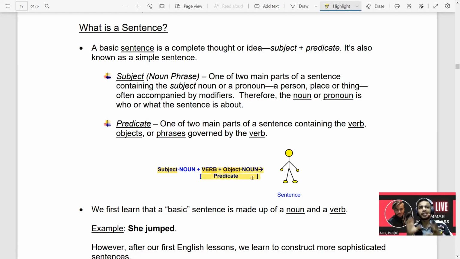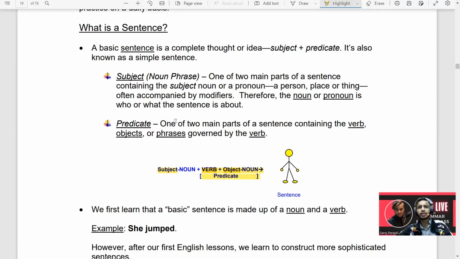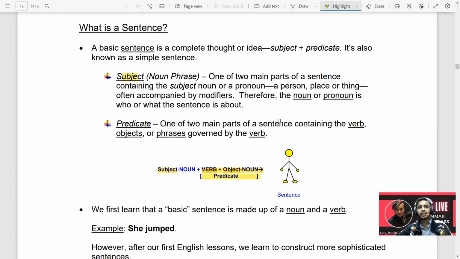Okay, understanding. Now let's understand what is subject first. Subject is known as one of the two main parts of a sentence containing a noun or a pronoun. For example, a person, place, or thing, often accompanied by modifiers. Okay, therefore the noun or pronoun is who or what the sentence is about.